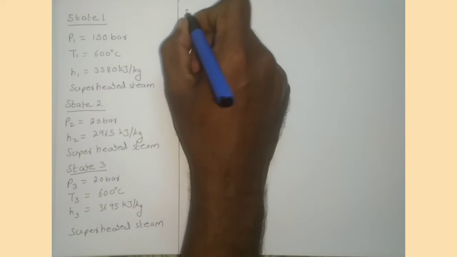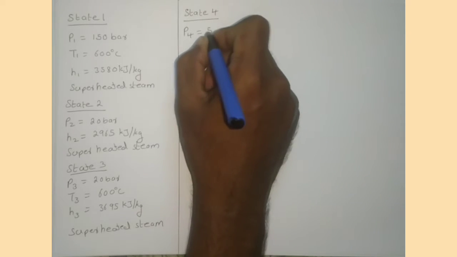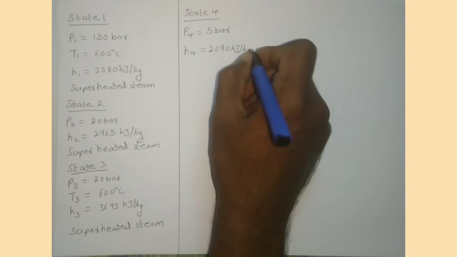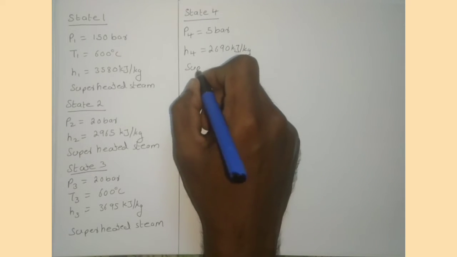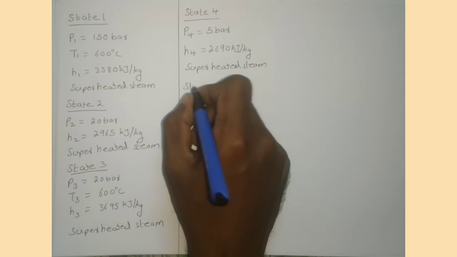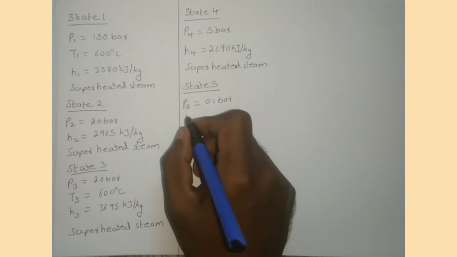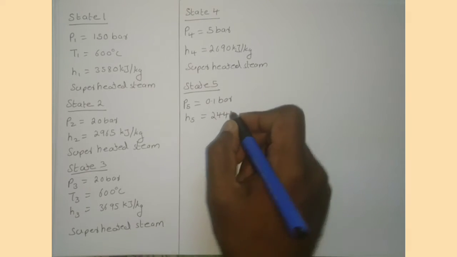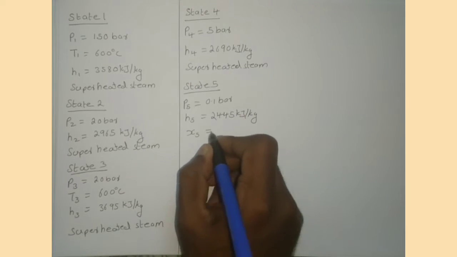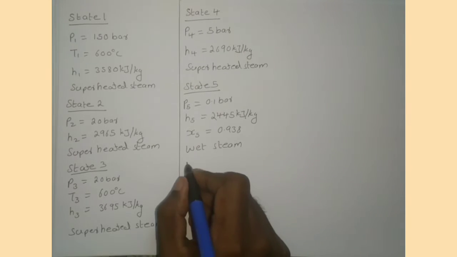State 3 is also in the superheated region. At state 4, pressure P4 equals 5 bar, enthalpy H4 equals 2690 kJ per kilogram. State 4 is also in the superheated region. At state 5, pressure P5 equals 0.1 bar, enthalpy H5 equals 2445 kJ per kilogram and dryness fraction X5 equals 0.938. State 5 is in the wet region.